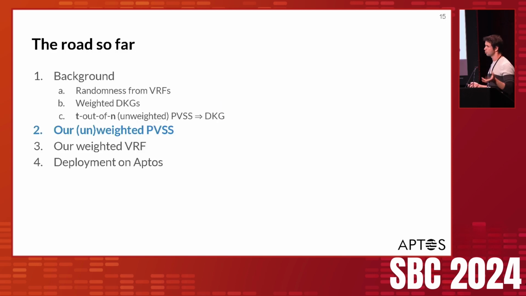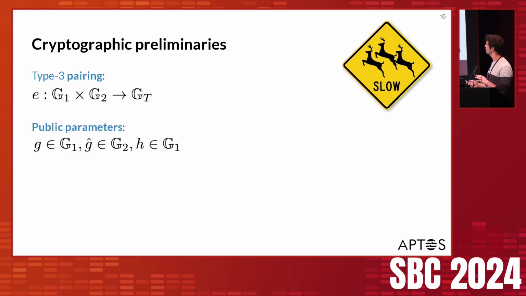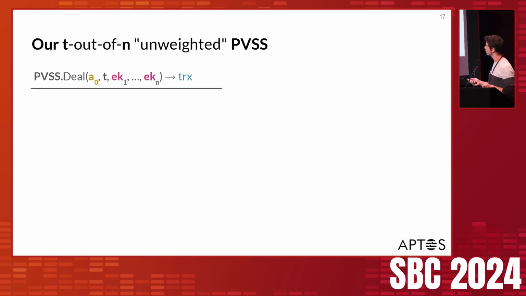Now, how do you weigh it? I'm going to mention that in this part of the talk. So this part of the talk is about our unweighted PVSS construction. Before we can go into it, you have to have a few preliminaries. This is the cryptography session, right, Saurabh? Okay, so we're going to talk about type 3 pairings, which some of you should be familiar with. We're going to talk about having a bunch of generators in some of these groups. And we are now ready to introduce the scheme.